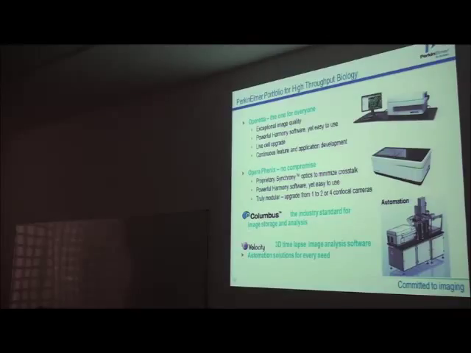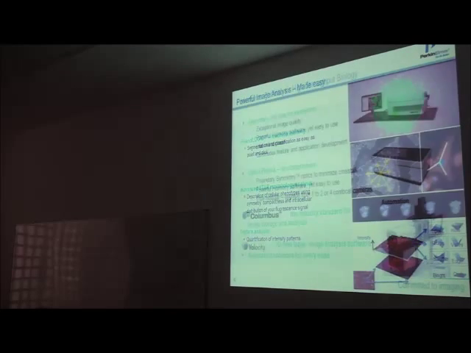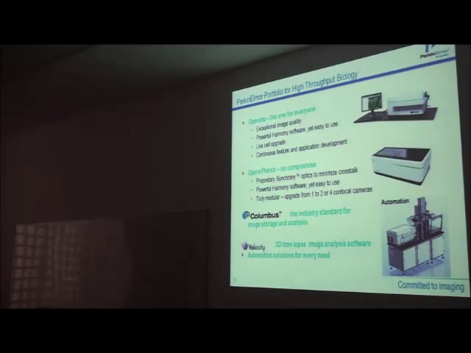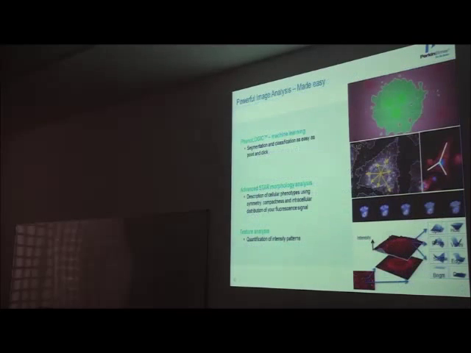Columbus is one of the solutions. The other one is just to buy your own storage if you have it here. And Velocity is for 3D images. Some automation is also possible if you want to add a stacker using robots. That's also something you can do. But the most important part is really image analysis, and also examples of analysis.